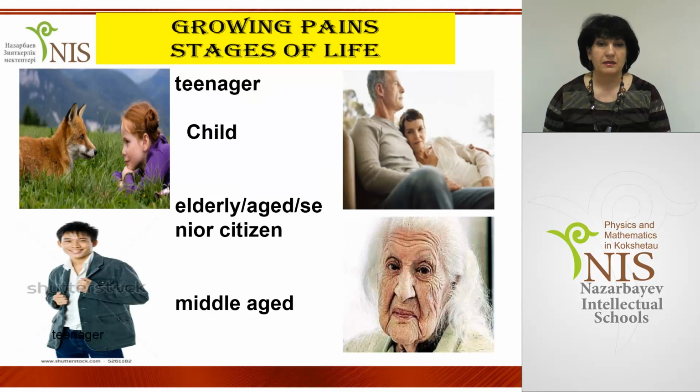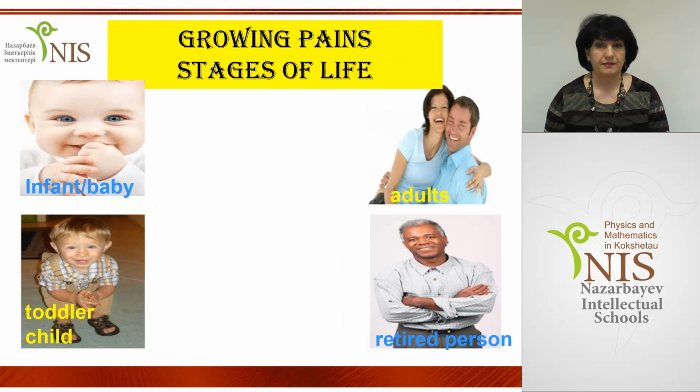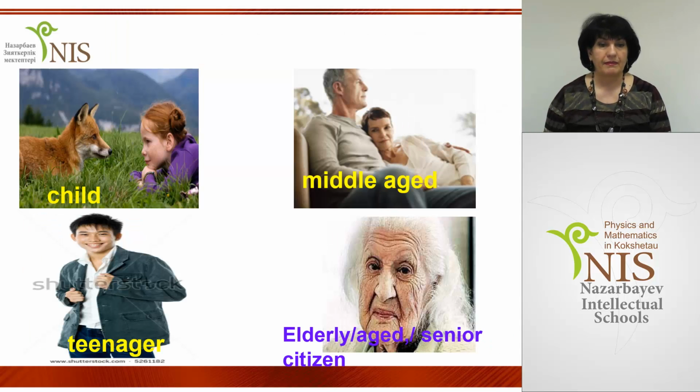So I believe that you were quite right, so that to identify that the first picture is related to teenager or child, then next one is connected with elderly, aged citizen, and one of the pictures is related to middle-aged. So please, will you check the correct answers? Yeah, you are right. It is child, teenager, middle-aged, elderly, or aged senior citizen.